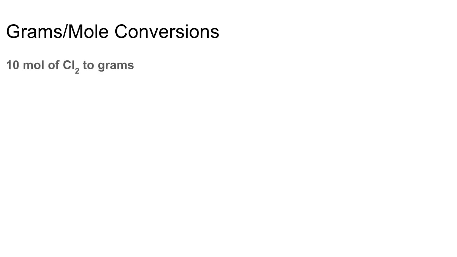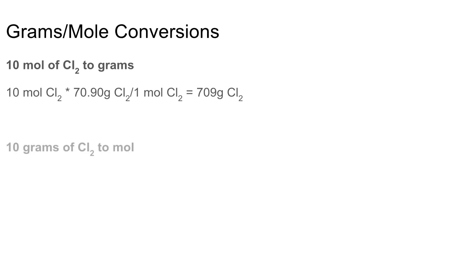Let's do some problems. So 10 moles of chlorine, and I want to convert this to grams. Well, if I'm going from moles to grams, I'm going to multiply by the molar mass. We found the molar mass earlier to be about 70, so 10 times 70.9 would give you 709.